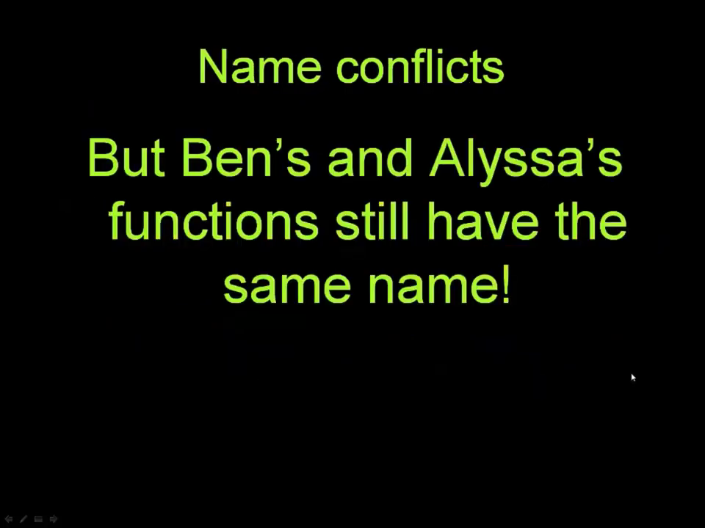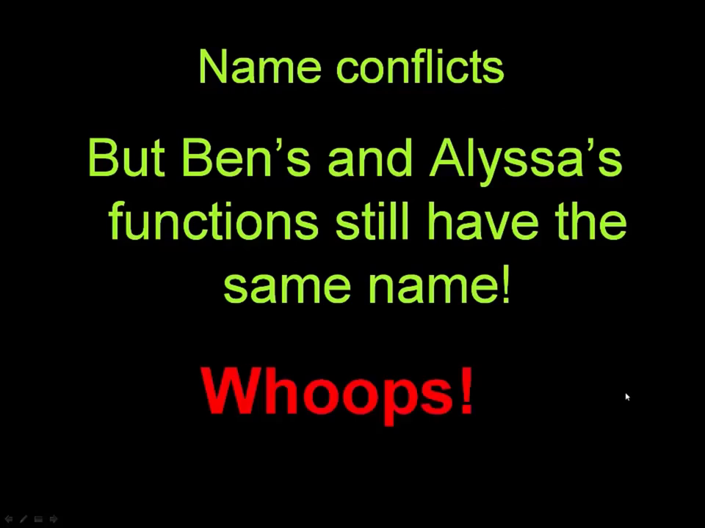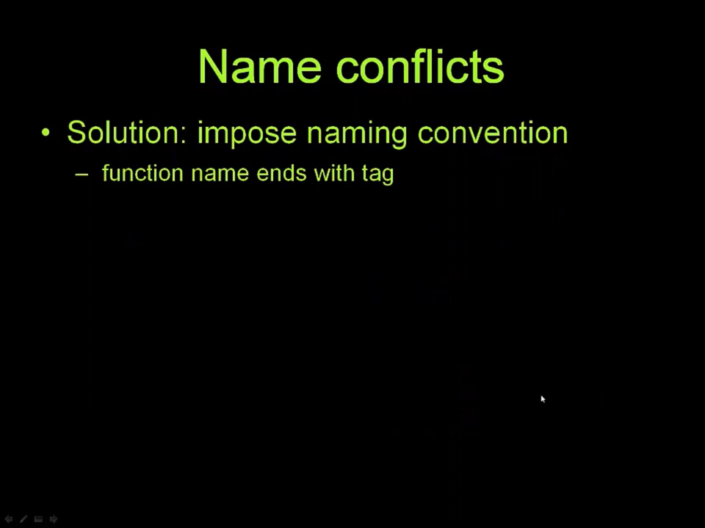So this solves part of the problem, but there's still a problem, right? Because Ben and Alyssa's functions still have the same name, so there are naming conflicts. We have to figure out how to deal with this, otherwise it's not going to work, right? This also has a simple solution, which is that you can impose a naming convention.